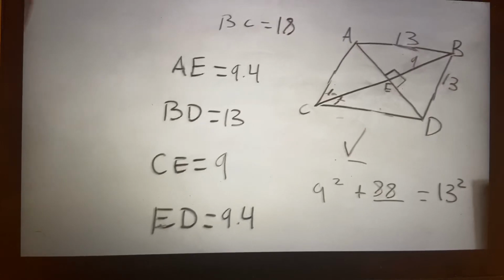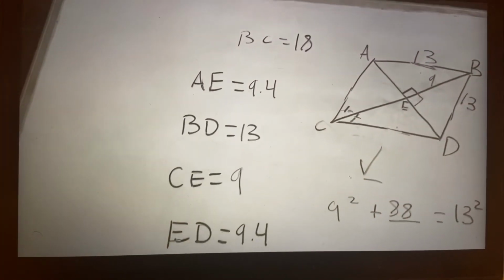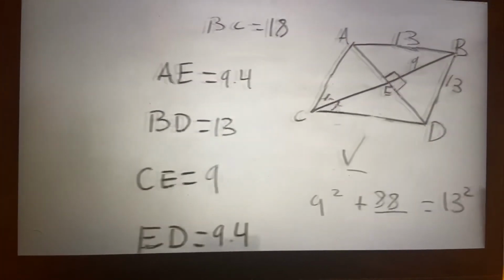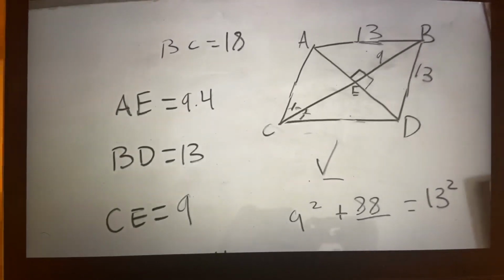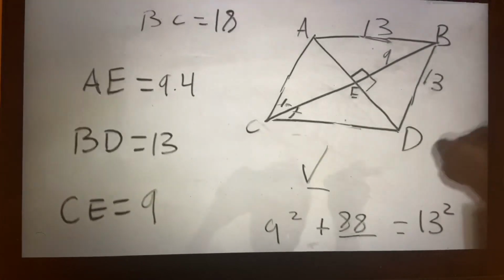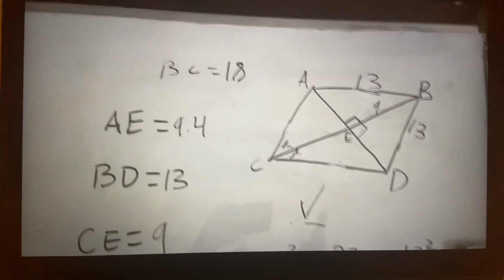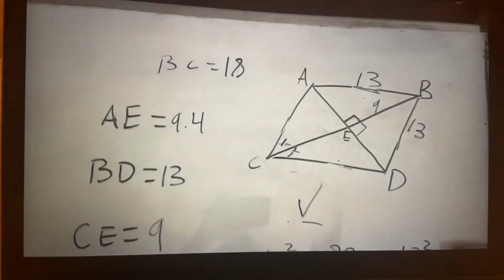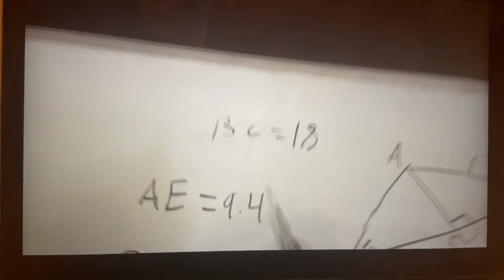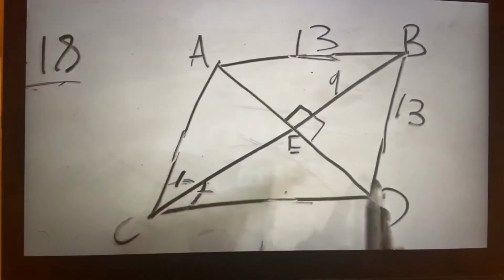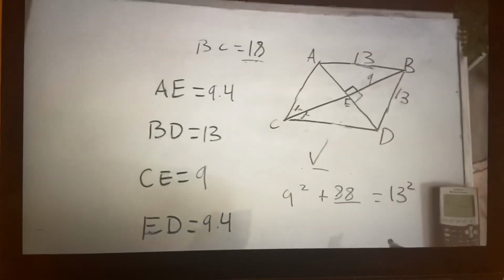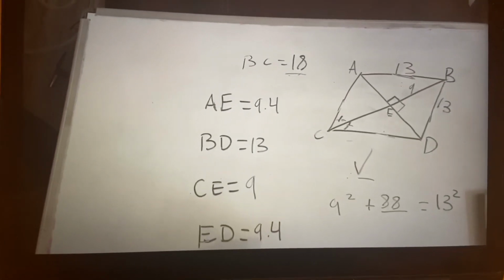Don't freak out that it's a decimal number. It's okay. It happens like that. We have found the side lengths of parallelograms. Please do not get it mixed up in a rhombus. Do not assume that the diagonals are congruent. That is a characteristic of a rectangle. Okay, so just because BC is 18, that doesn't mean AD is 18.